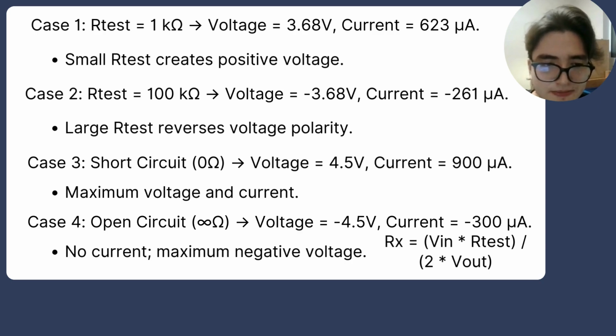And lastly, an open circuit, where R test approaches infinity, results in no current flow, with a maximum negative voltage of negative 4.5 volts. Each test demonstrated how the Wheatstone bridge circuit responds to changes in resistance, giving us insight into its accuracy and precision.